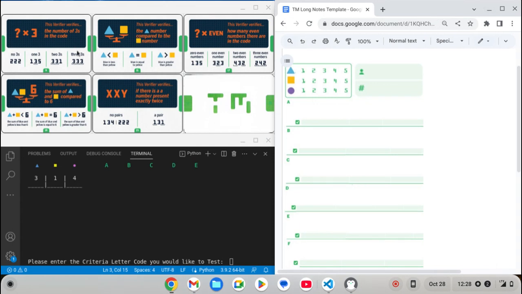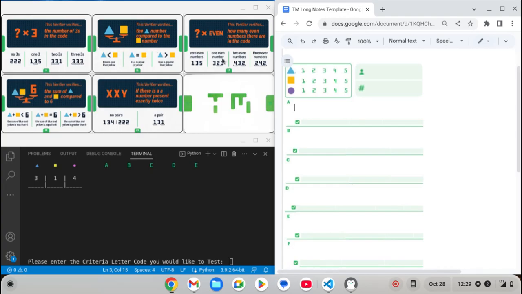So in the grid above, we've got our 5 criteria cards. On the top row, we've got criteria card A, criteria card B, and criteria card C. On the bottom row, we've got criteria card D, and finally criteria card E. So criteria card A takes a look at our 3-digit solution, and the Turing Machine will let us know how many 3s there are. Are there no 3s? A single 3? Perhaps 2? Maybe even all 3 are 3.